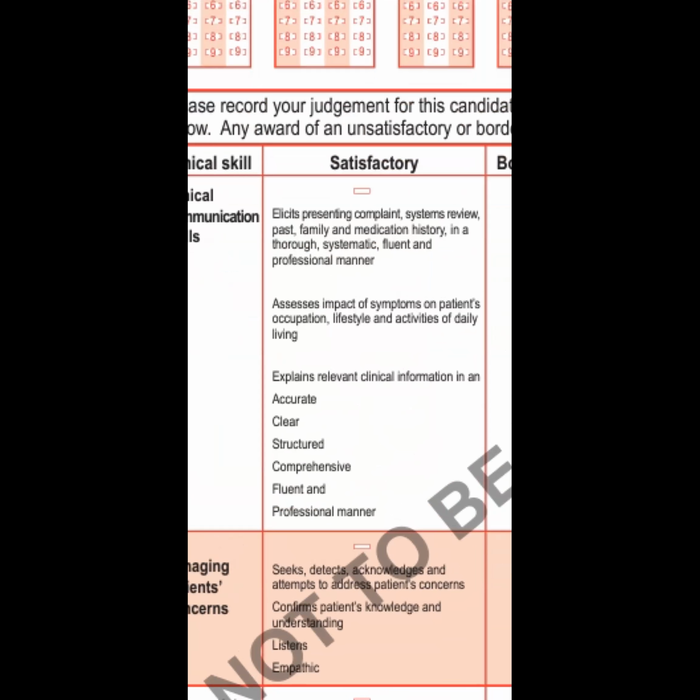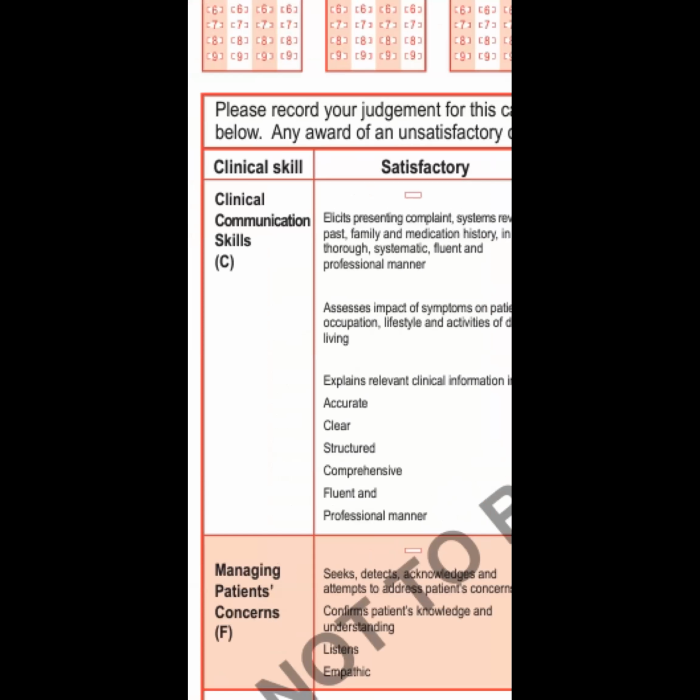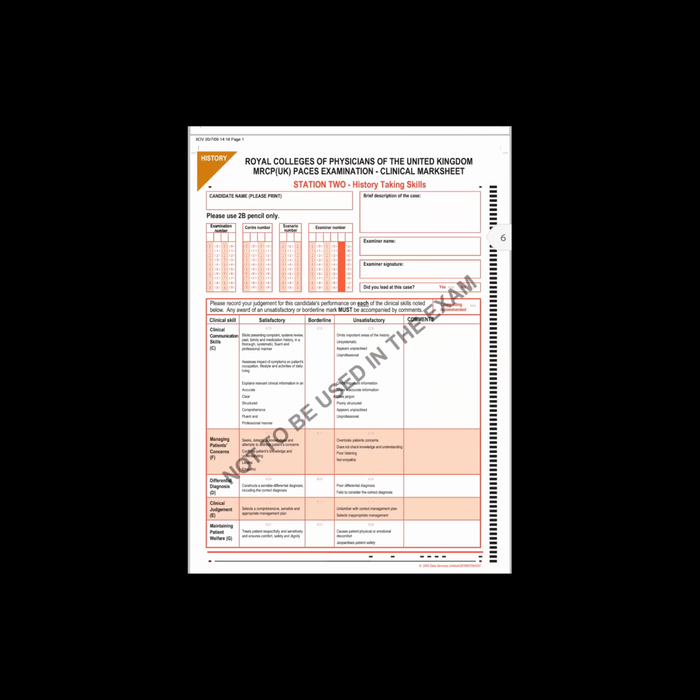The first point: you have to ask everything, in a fluent and professional manner. The second point: you have to assess the impact. I cannot stress this more; it is very important. You can be scored unsatisfactory if you did not ask your patient how this is affecting them. Then of course at the end of the consultation you have to explain everything to the patient in a clear, professional and structured manner. So we have 5 skills, each skill 4 marks, so the total score for station 2 is 20.